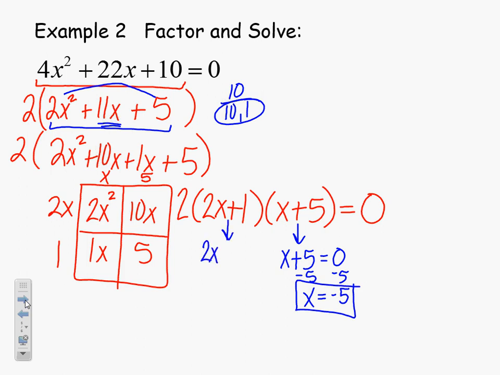2x plus 1 equals 0. I'm going to subtract the 1. I'm going to divide by a 2. X is -1/2. And now here we come to that 2 we factored out initially.